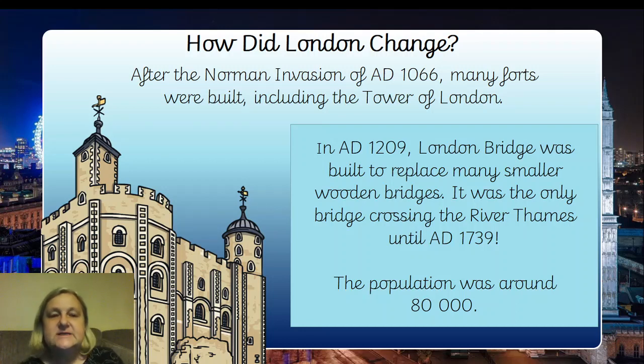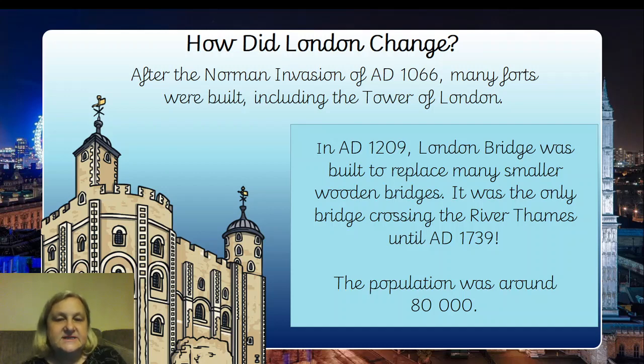Fortifications just means very well protected buildings, okay, and they were built including the Tower of London, which has an amazing Norman keep, okay, an amazing Norman building.